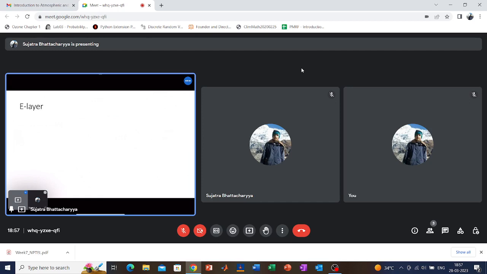Okay, let me write. So for the E layer, these are generally at a height of 90 to 140 kilometers. See, these heights may vary. You can check any particular slides also. It may vary, but remember the range properly, that it should be in between 100 to 150 kilometers or 90 to 140 kilometers.